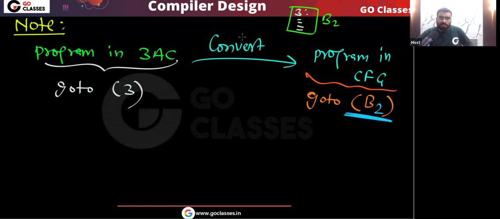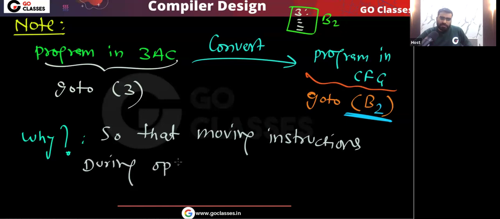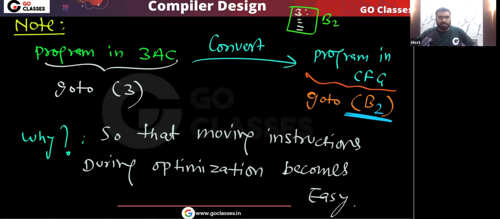And why do we do this in the control flow graph? So that moving instructions during optimization becomes easy. Understood? Is this point clear? Let me know. It is a very simple point, not a complicated point. Extremely simple. I hope you understood. Agree? This makes sense?